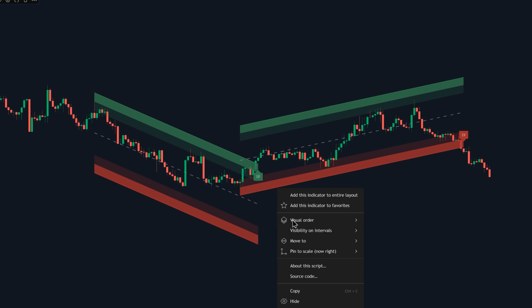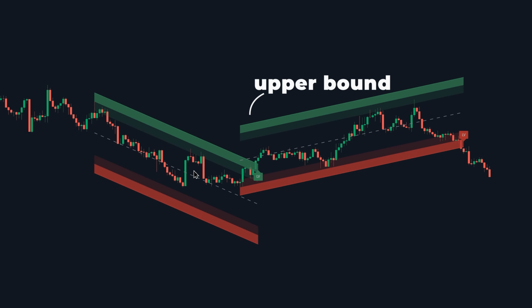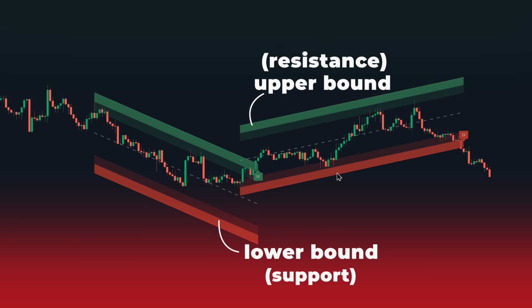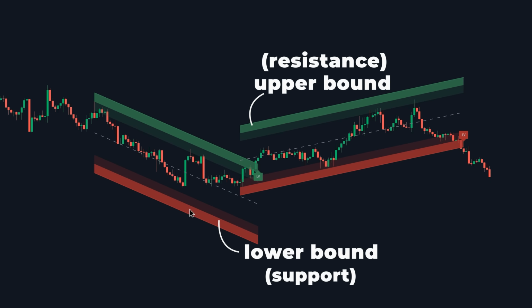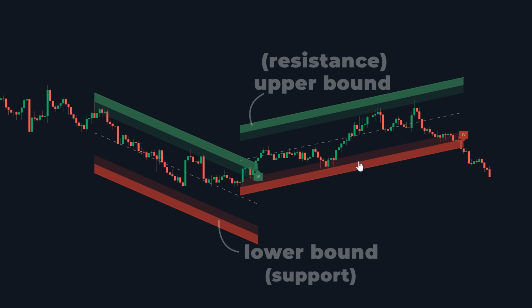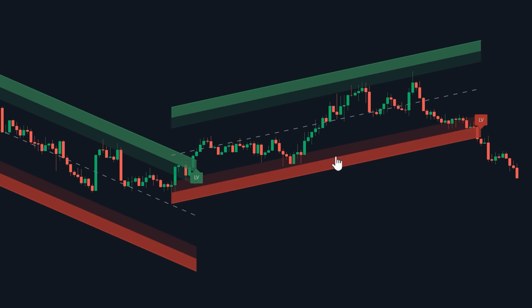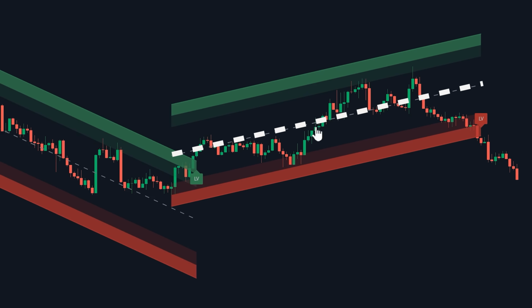The main components are the channel lines themselves. The upper bound, which often acts as resistance, will usually have a greenish hue, and the lower bound, acting as support, will typically be red. The indicator description mentions the upper lines could be light and dark green, and the lower ones light and dark red, with those outer zones being stronger areas of support or resistance. There's also a dashed center line, which represents the midpoint or the balance point of the channel.